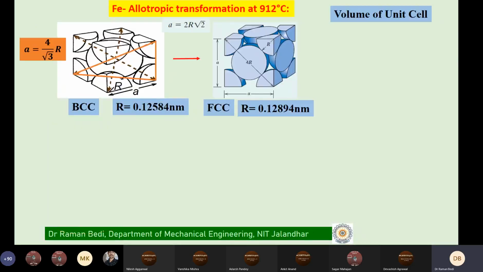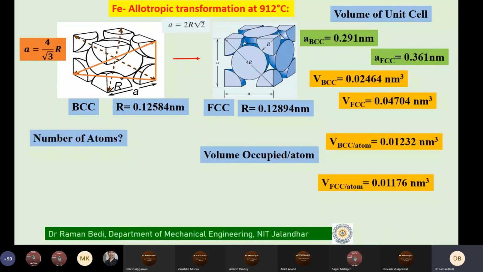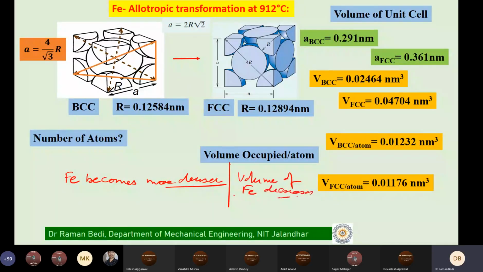Okay, so I referred to this slide earlier also. I hope you remember that. We used it to understand the allotropic transformation of iron, which happens at 912. And we were able to conclude that iron becomes more dense, and that is why shrinkage takes place. The volume of iron actually decreases when you heat it beyond 912.